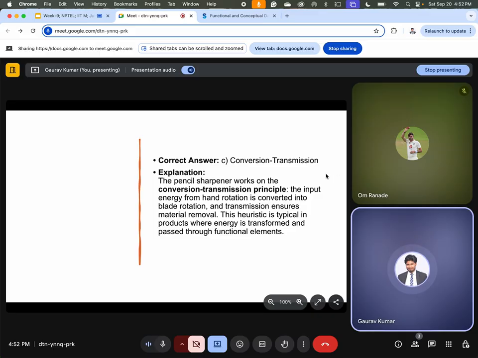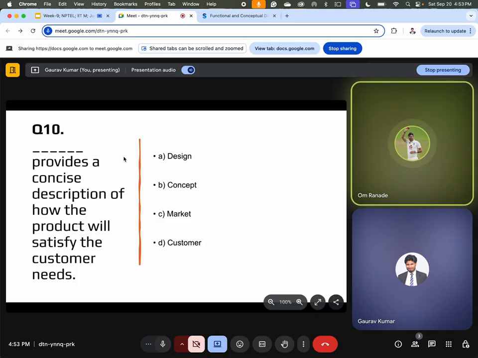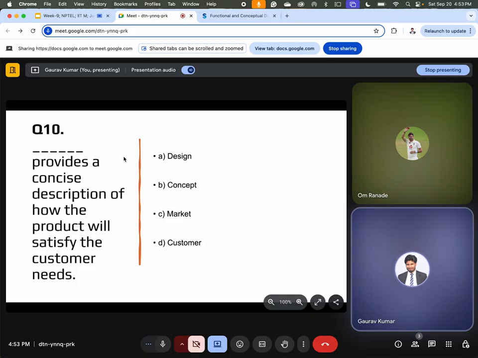Now moving towards the next question, question number 10. Dash provides a concise description of how the product will satisfy the customer needs. Is it design, concept, market, or customer? Concept and design. Okay.